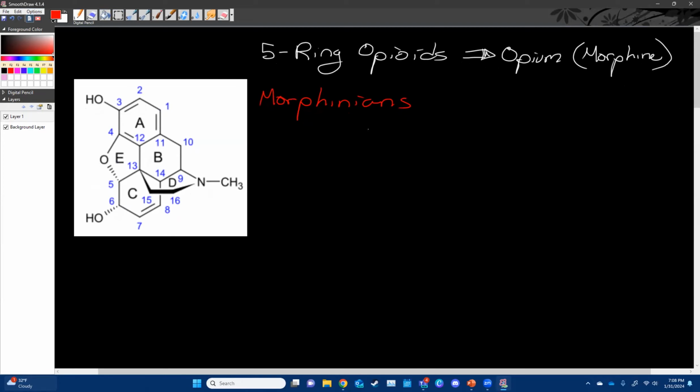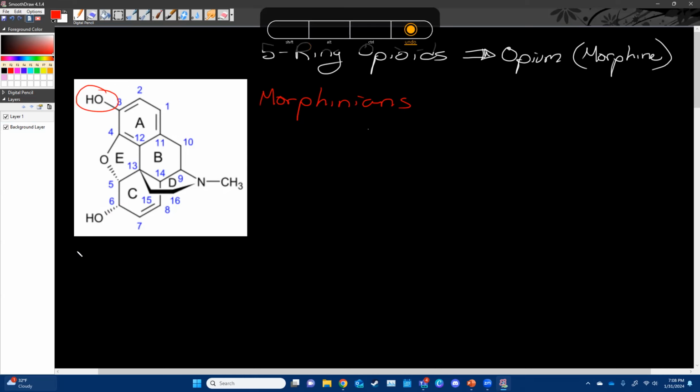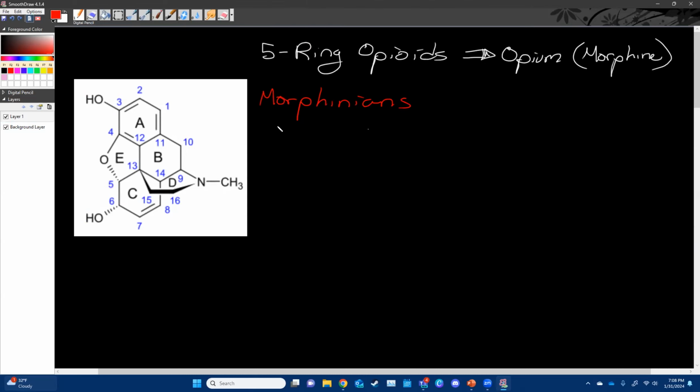When we look at the morphinians, really what we are looking at is variations on each of the different rings. It's not necessarily important to know the numbering. It's not necessarily important to know what the lettering of the 5 rings are. I don't believe that he really tests you on that, but it is important to know generally that when we talk about the 2 alcohol groups, we're talking about the one that's on top, the one that's on bottom, that sort of idea. So we have 5 rings, A through E.